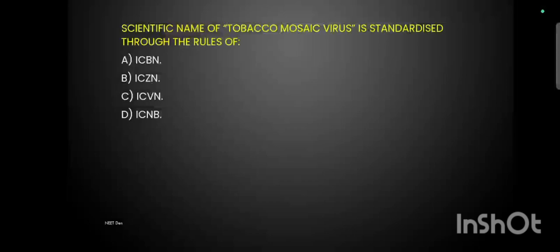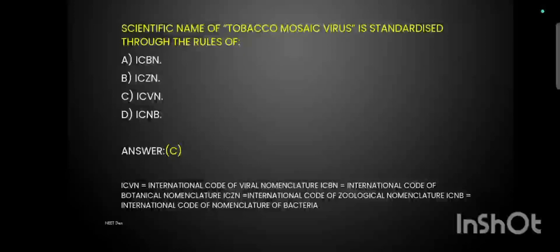Question: scientific name of tobacco mosaic virus is standardized through the rules of A, ICBN, B, ICZN, C, ICVN, D, ICNB. The answer is C, that is International Code of Viral Nomenclature.